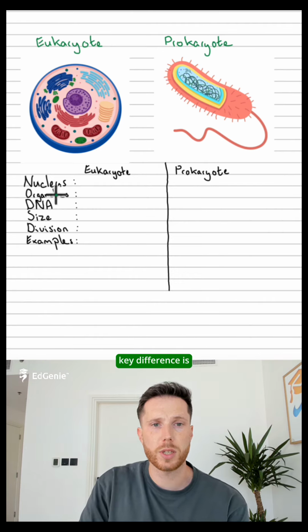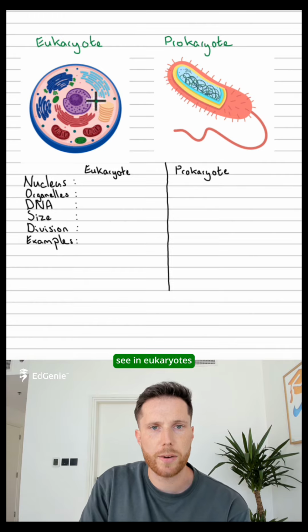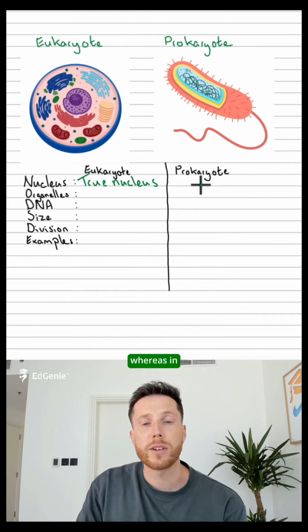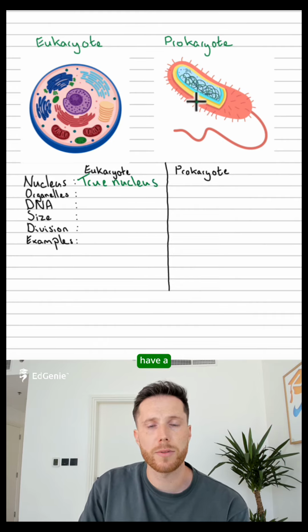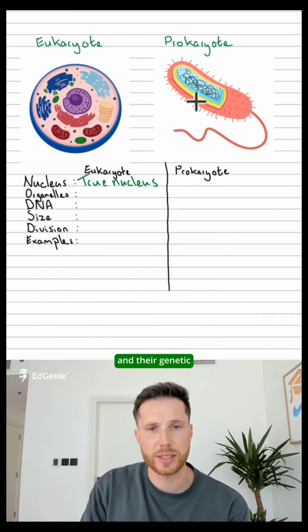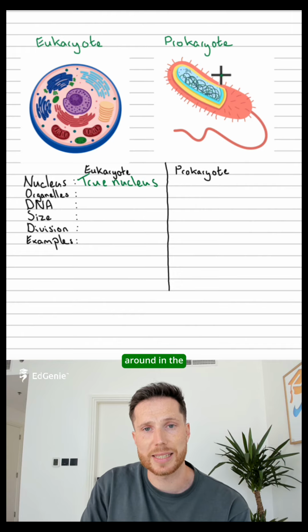So the first key difference is the nucleus, and we can see in eukaryotes they do have a true nucleus which is enclosed in a nuclear envelope. Whereas in prokaryotic cells, they do not have a true nucleus. Their DNA and their genetic information is just floating around in the inside of the cell.